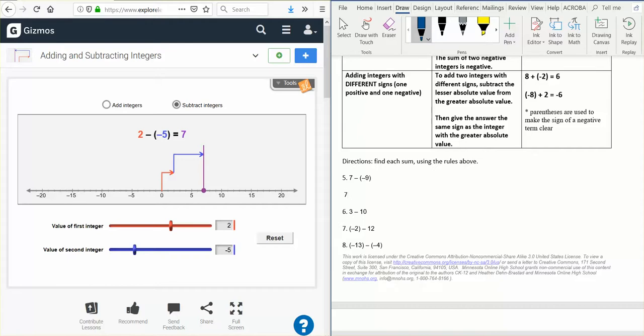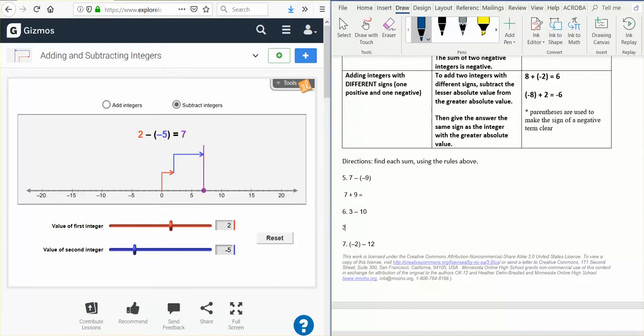Alright, we'll start with number 5. Don't change the first number. Change the minus sign into a plus. Change the negative 9 into its opposite. The opposite of negative 9 is positive 9. Then use your rules for addition to solve this. You're not done with number 5, you'll have to solve it.